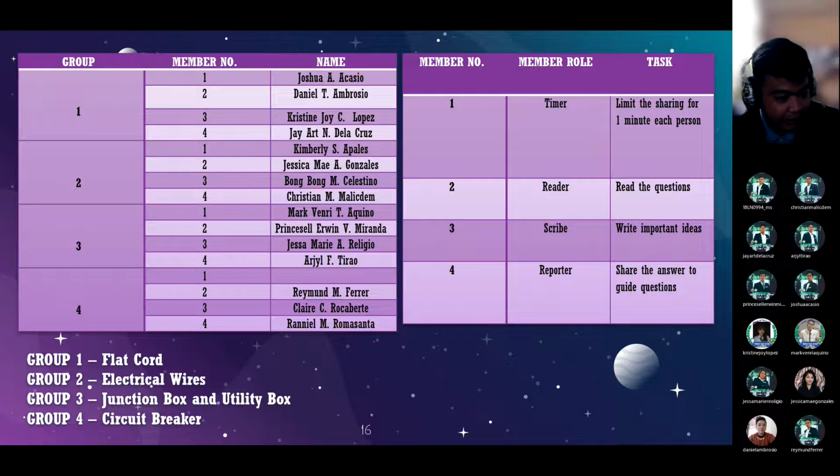For group 1, the assigned material for you is flat cord. For group 2 is electrical wires. For group 3, junction box and utility box. And lastly, for group 4 is circuit breaker. Member number 1 will be the timekeeper. Member number 2 will be the reader of the questions. Member number 3 will be the scribe. And member number 4 will be the reporter of their answers.